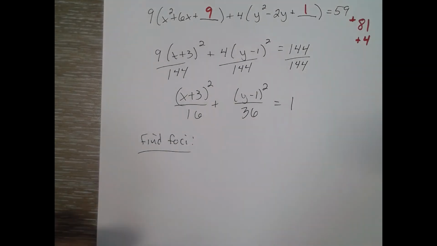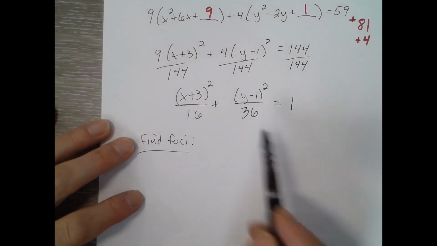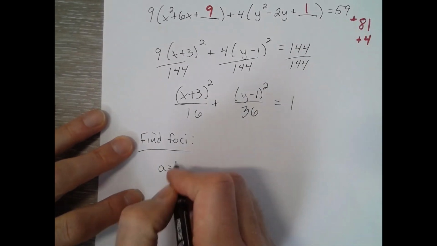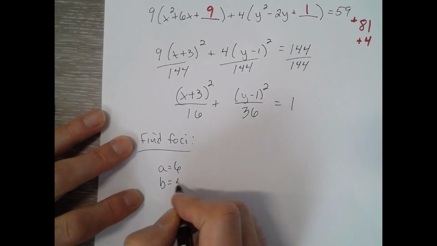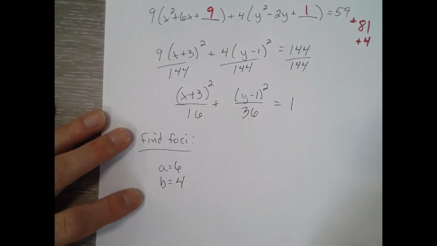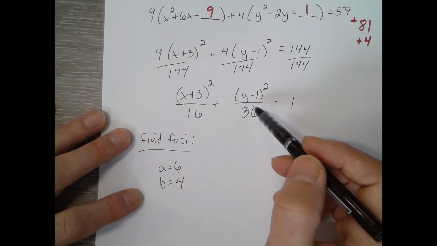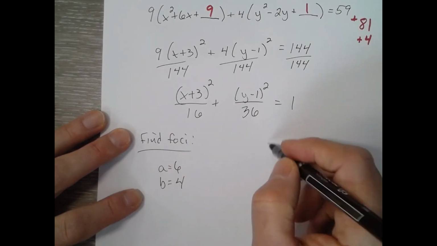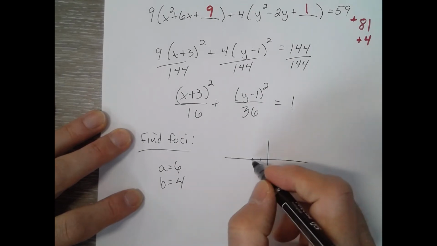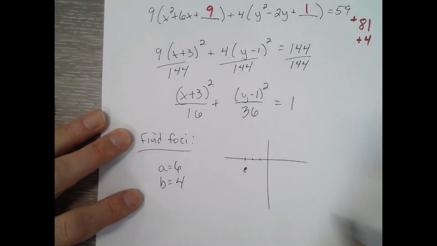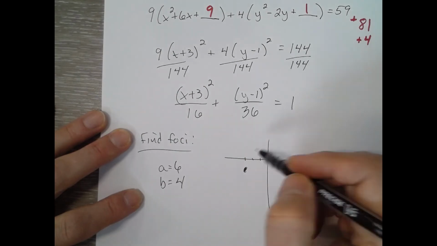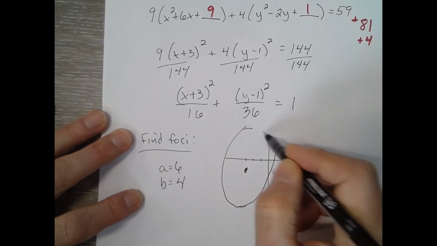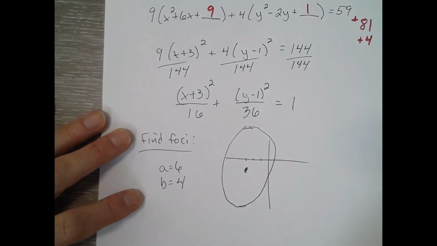All right, so what's my A here? 6. What's my B? 4. Vertical or horizontal? Vertical, because the bigger number is below the y. So my center is -3, 1. You have to do all this stuff to figure out the foci. So -3, 1. It's right here. A is 6, so it's right up here. B looks kind of like this. It says -3, +1.